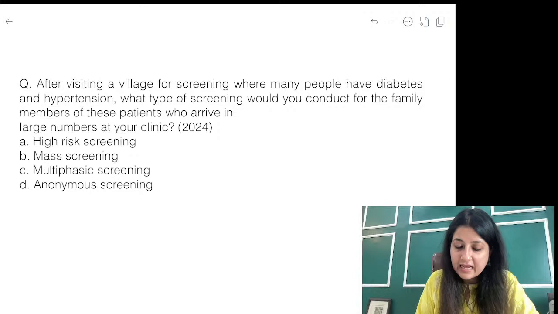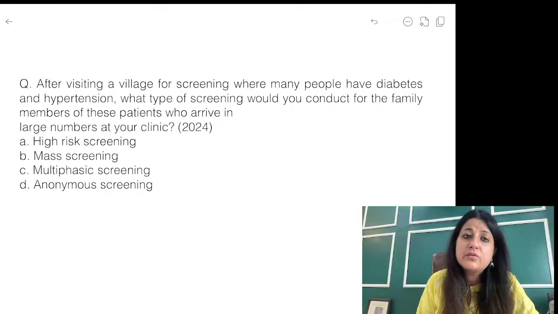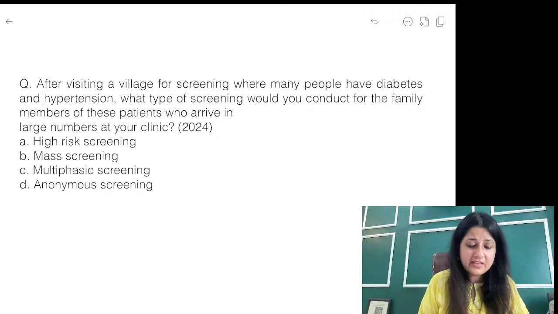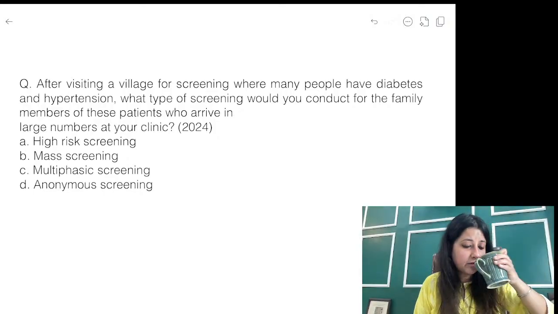Give me the answer to this. After visiting a village for screening where many people have diabetes and hypertension, what type of screening would you conduct for the family members of these patients who arrive in large numbers at your clinic? It's not very difficult. इसका आंसर क्या है?